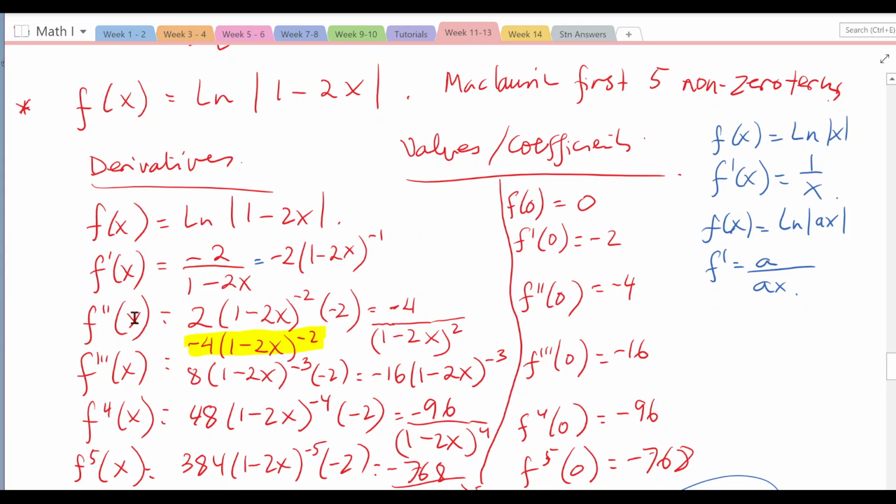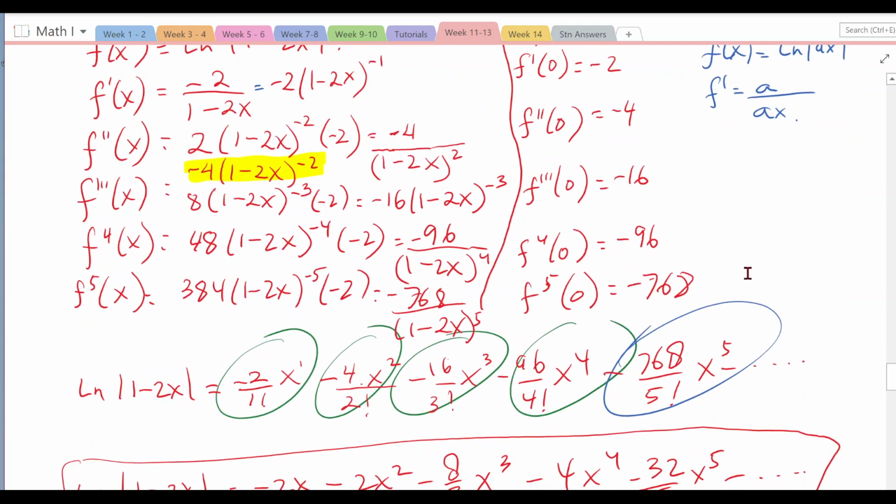Same thing with the second derivative here. You put x equals 0, so you end up with negative 4 over (1 - 0) squared, so you only end up with negative 4 for the second derivative. For the third derivative, you substitute x equals 0 and end up with negative 16, and so on. So we have all the coefficients: 0, negative 2, negative 4, negative 16, negative 96, and negative 768. We put all these coefficients into the Maclaurin series.